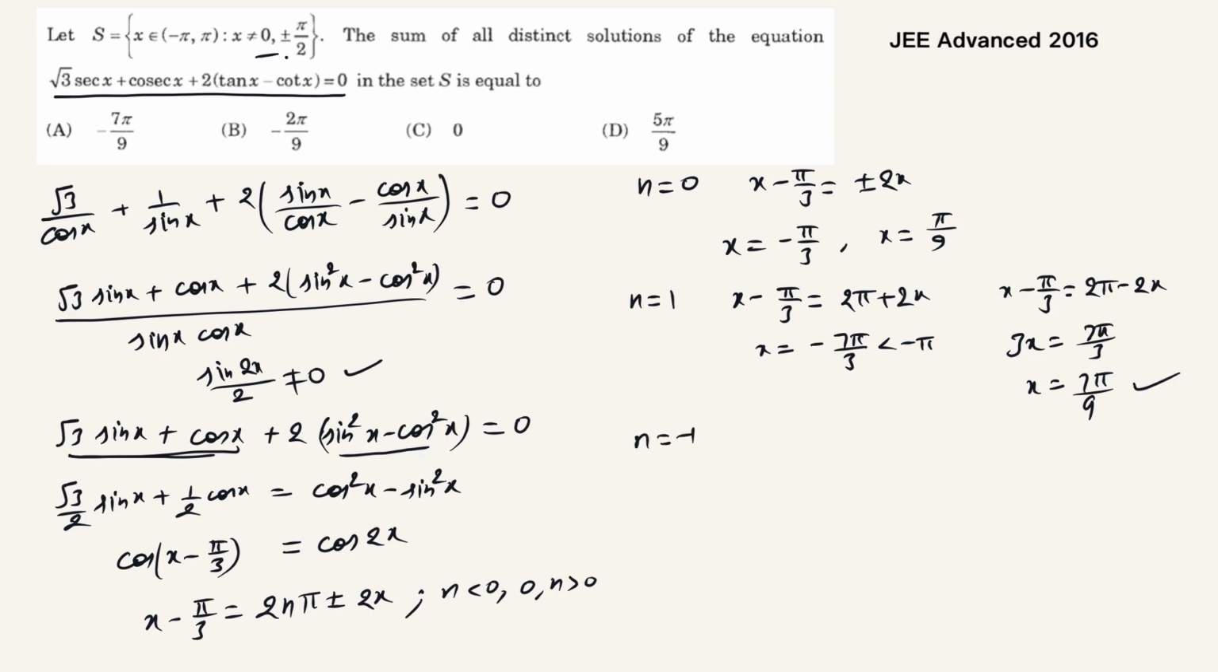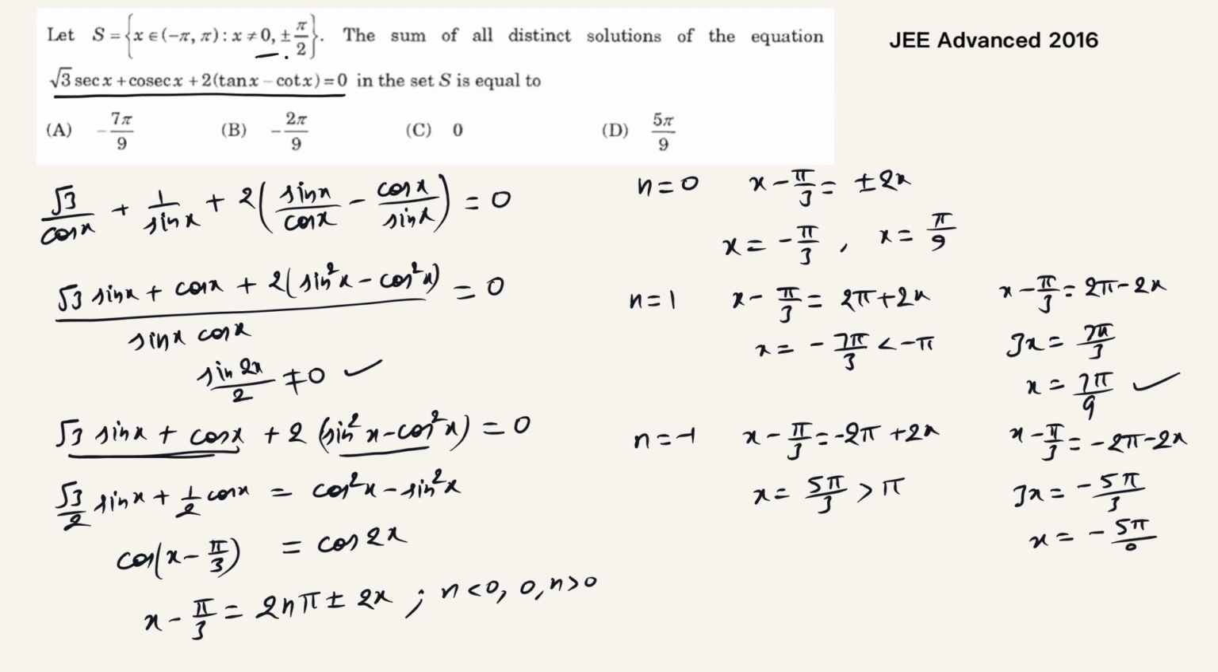Now let's check for minus 1: x minus pi by 3 equals minus 2 pi plus 2x, and x minus pi by 3 equals minus 2 pi minus 2x. In the first equation, our x is equal to 5 pi by 3, and this is greater than pi, so we ignore it. And from the second equation, our 3x is equal to minus 5 pi by 3, and x is minus 5 pi by 9, and this is in the range, so we will take this.